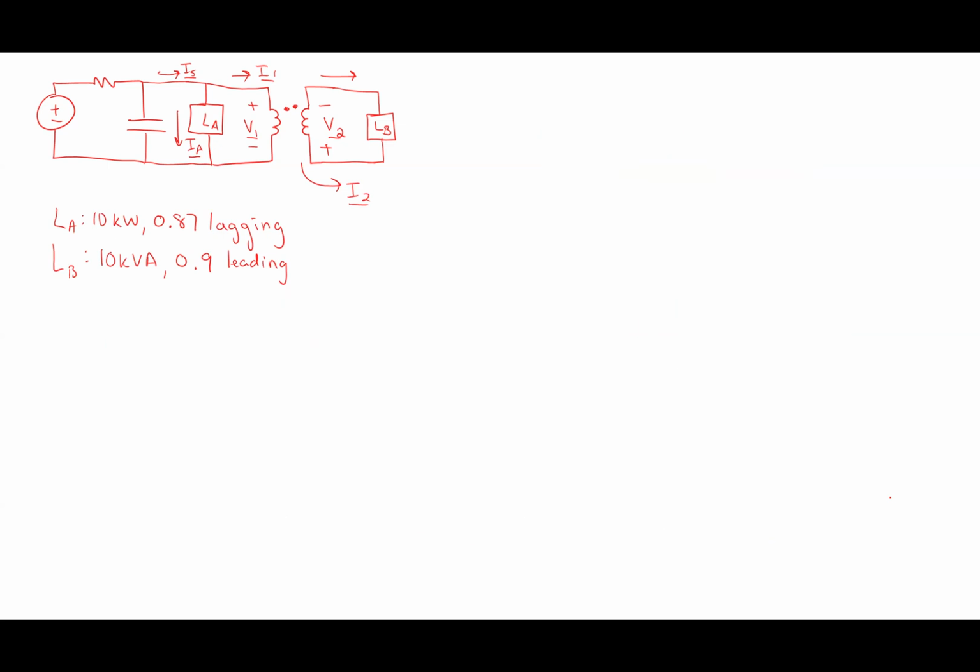All right, so now I want to figure out the currents. I'll get rid of this. I said V2 was equal to... V2 is equal to what? 480. Okay, so let's figure out the current I2. How do I figure out that?